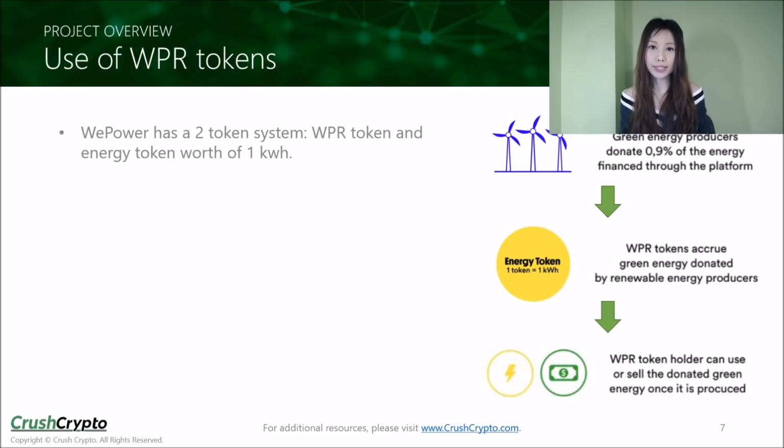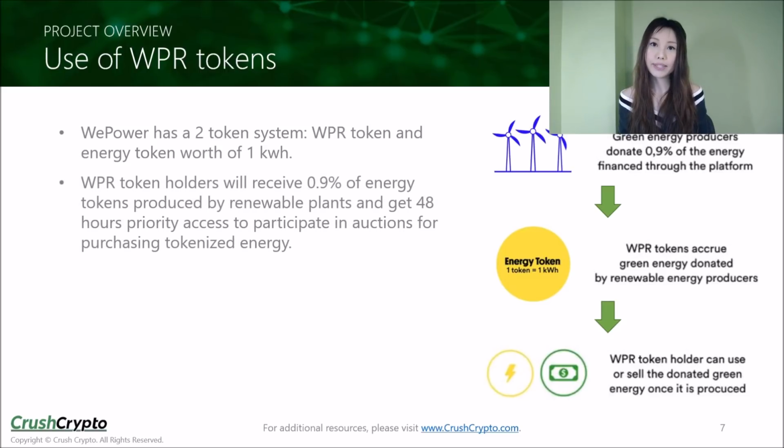WePower has a two-token system, the WPR token and an energy token worth 1 kilowatt-hour. WPR token holders will receive 0.9% of energy tokens produced by renewable plants. They will also have 48-hour priority access to participate in auctions for purchasing this tokenized energy once renewable energy plants are connected to the platform.